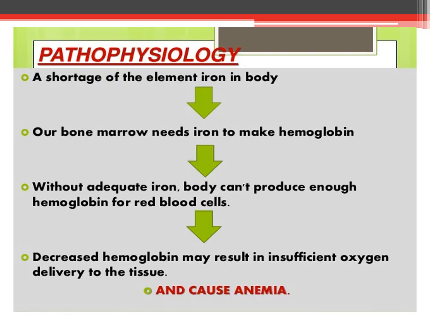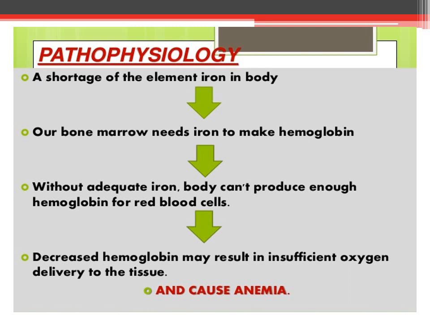Now, what happens due to this particular condition? The main thing is shortage of iron. The main component here is less iron in the body, and the bone marrow needs iron. Why does it need iron? Because that is when it can make hemoglobin. That is the most important component. Without iron, the body cannot produce an adequate amount of hemoglobin for red blood cells, and decreased hemoglobin may result in insufficient oxygen delivery.